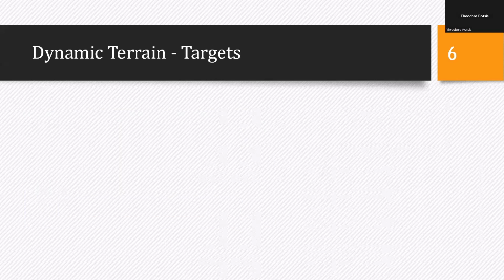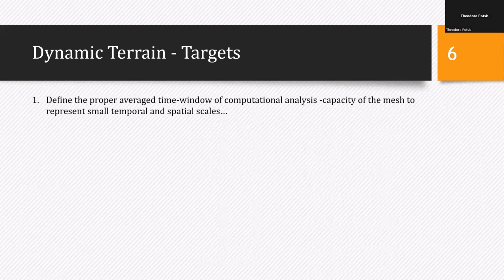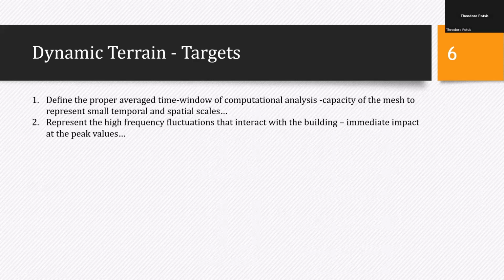Let me go to the workflow now of the dynamic terrain. Let me go to the targets of the dynamic terrain first. So the first target is to define the proper average time window of the computational analysis. This is the inlet frequency of how we impose those velocity profiles at the inlet. This, of course, refers to the capacity of the mesh to represent the small temporal and spatial scales, which is very, very important in order to represent the next target, represent the high frequency fluctuations that will interact with the building. And these fluctuations have an immediate impact on the peak values that will be developed on the building envelope.